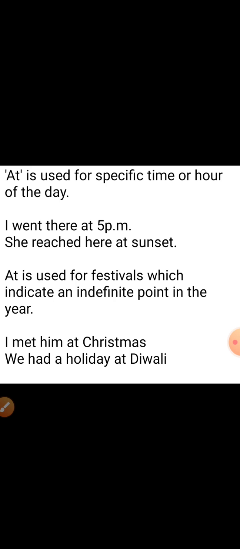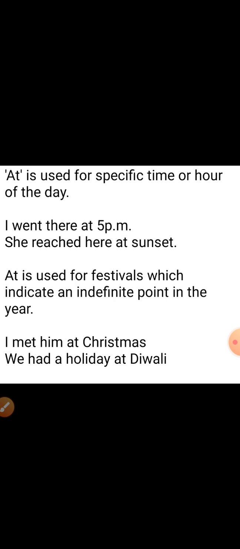A preposition is a word that is placed before a noun or a pronoun to show its relation with some other words in the sentence. So a preposition is used before a noun or a pronoun to show its relationship with other words in the sentence. It makes the sentence meaningful, and it shows the connection of the noun or the pronoun with other words in the sentence. Those words are called prepositions.